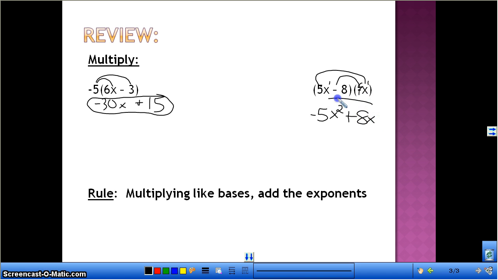These you cannot combine. Even though they both have an x, one has an exponent of 2 and the other one has an exponent of 1, so they're not like terms. Keep in mind that when you're multiplying like bases, you're going to add the exponents.